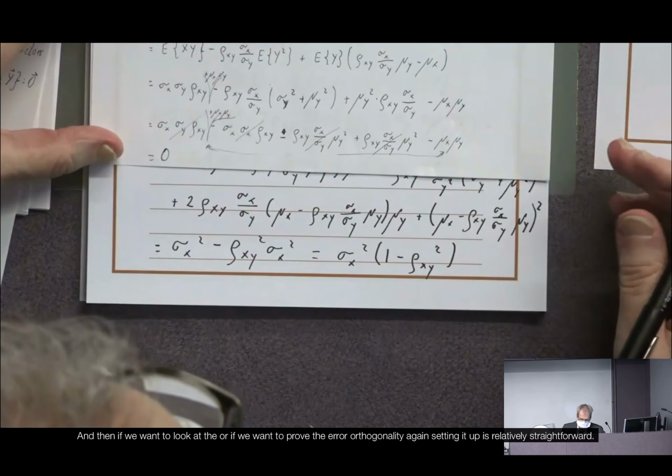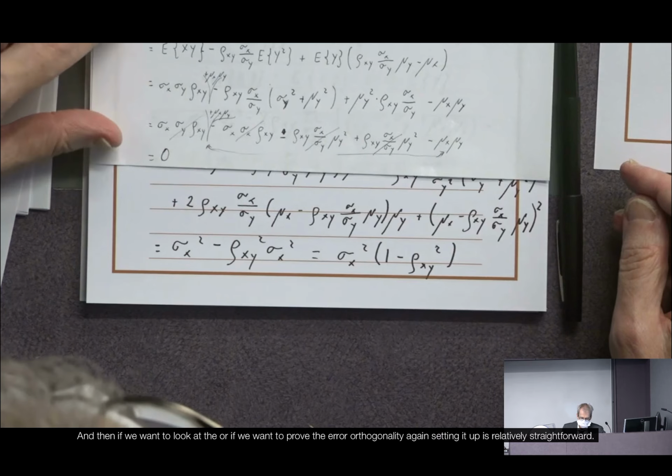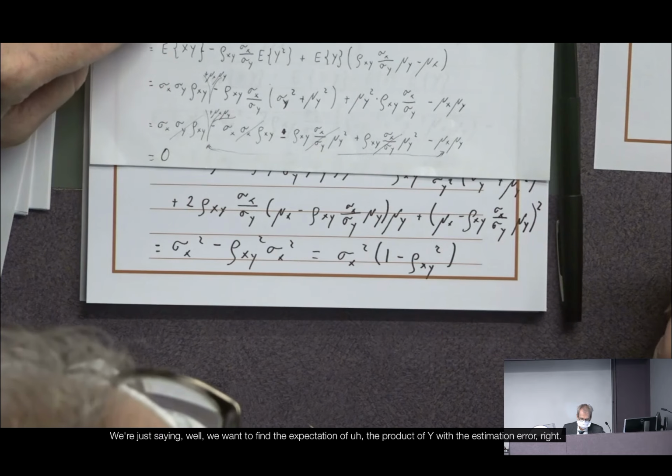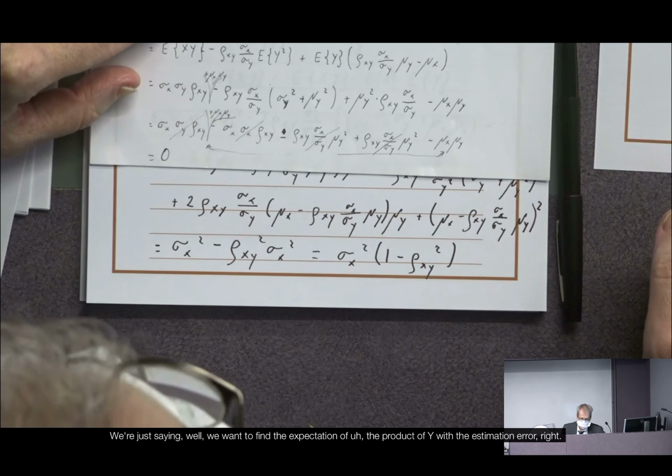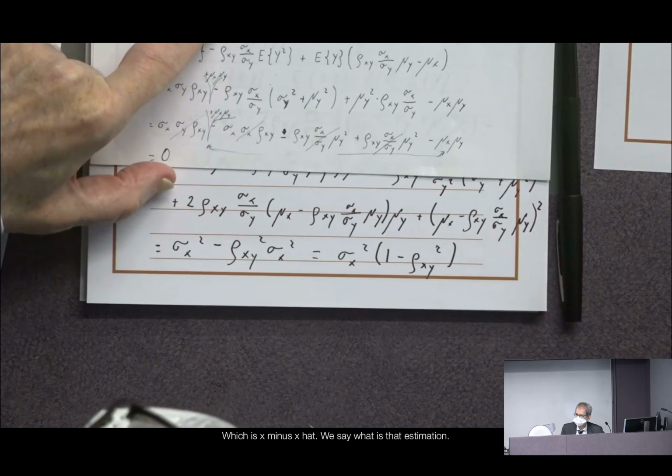And then if we want to prove the error orthogonality, again, setting it up is relatively straightforward. We're just saying, well, we want to find the expectation of the product of y with the estimation error, right, which is x minus x hat.